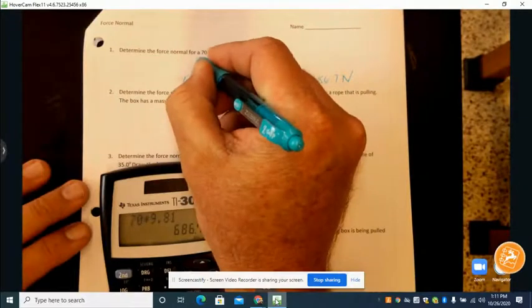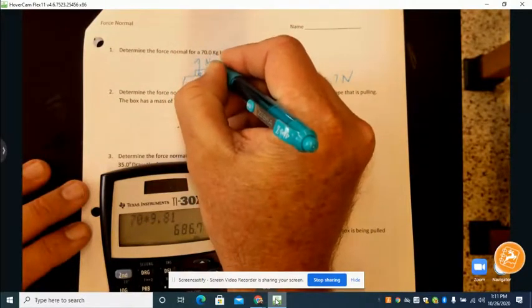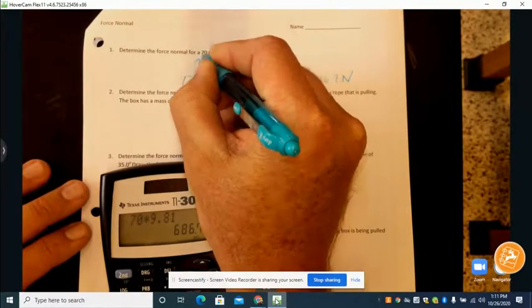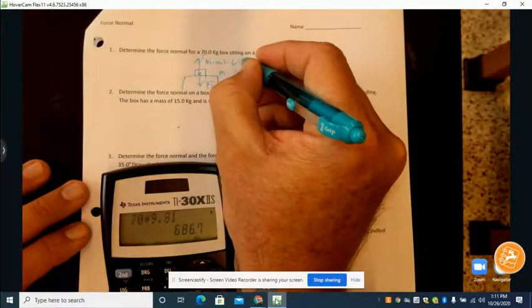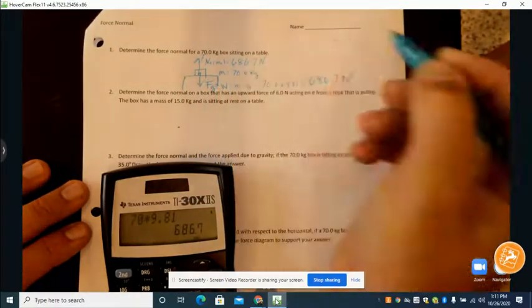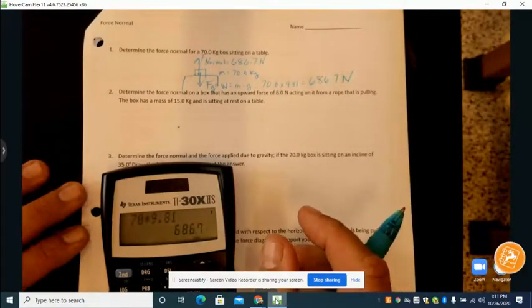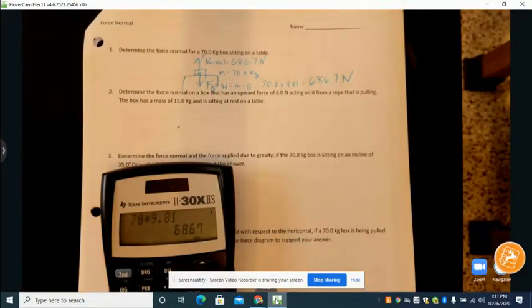So force normal equals the weight. So force normal is 686.7 newtons. Period. Done. Of course, you can report the correct number of significant figures. Then it would be 676.